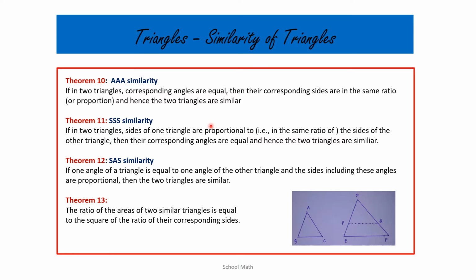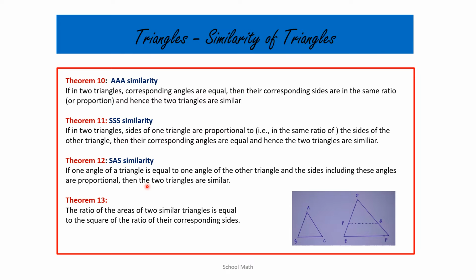Similarity of triangles. Theorem 10. Triple A similarity. If in two triangles the corresponding angles are equal, then the corresponding sides are in the same ratio, and hence the two triangles are similar. Theorem 11. Triple S similarity. If in two triangles, the sides of one triangle are proportional to the sides of the other triangle, then the corresponding angles are equal, and hence the two triangles are similar.